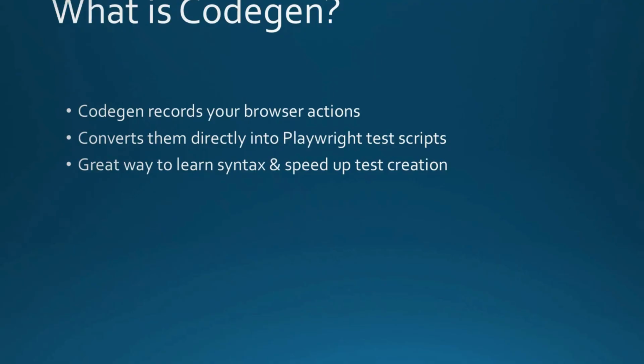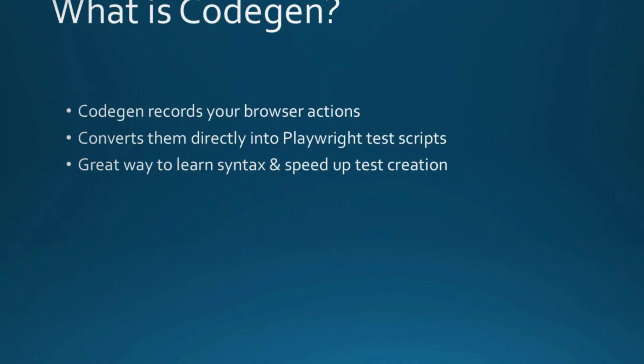Now here is the powerful part. Codegen doesn't just record your actions like a simple video recorder. Instead, it instantly converts them into actual Playwright test scripts. This means you can replay those steps as an automated test without writing everything manually from scratch.